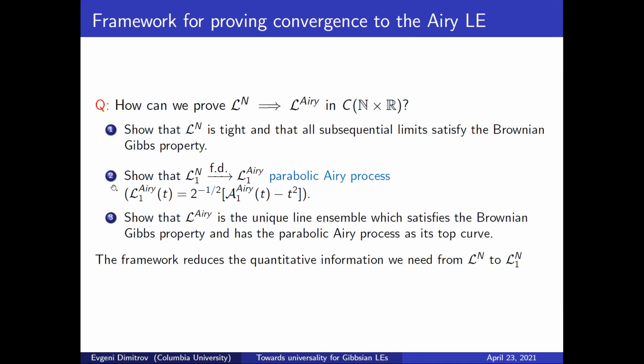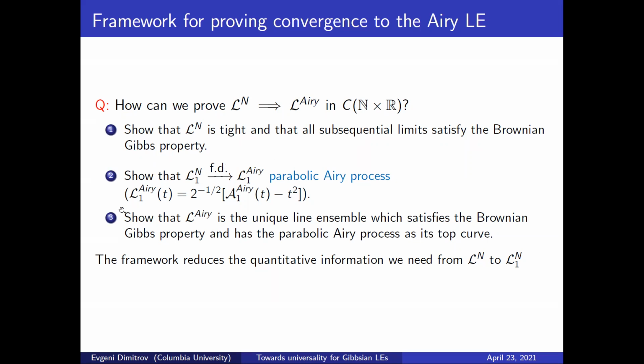The second point is you still want to prove something quantitative. So you want to show that the top curve of your discrete line ensemble converges in the finite dimensional sense to the top curve of the parabolic Airy line ensemble, which is called the Airy process. And then the third step is to basically show that these two conditions are what all your subsequential limits have. So if you manage to prove conditions 1 and 2, then what you would know is that any subsequential limit has the Brownian Gibbs property. And also you would know that its top curve is the Airy process.